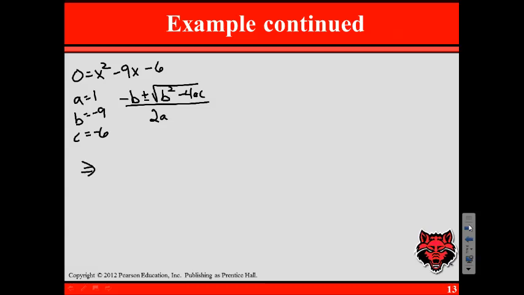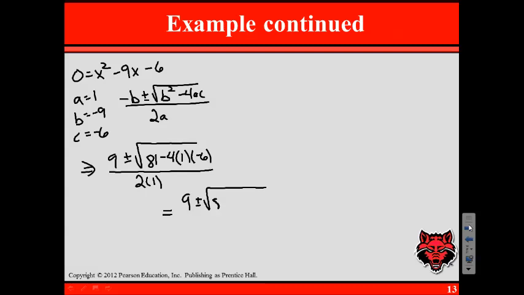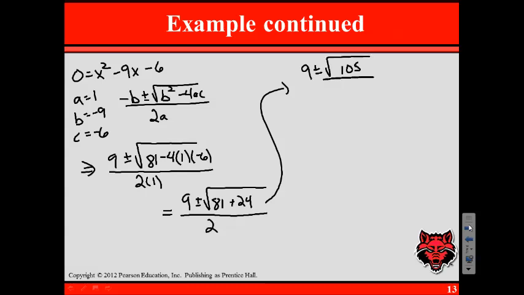Doing so will give us positive 9 plus or minus the square root of negative 9 squared is 81, minus 4 times a is 1 times c is negative 6, all divided by 2 times a, or 2 times 1. This becomes 9 plus or minus the square root of 81, negative 4 times 1 times negative 6 is positive 24, all divided by 2 times 1 is 2. If we continue to simplify, 9 plus or minus the square root of 105 all over 2.